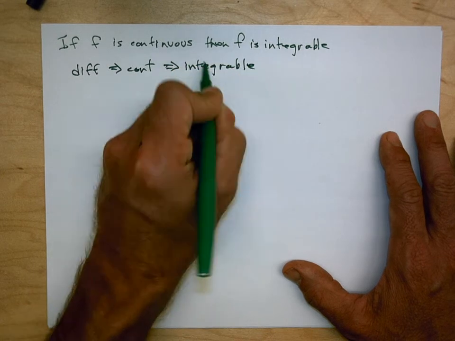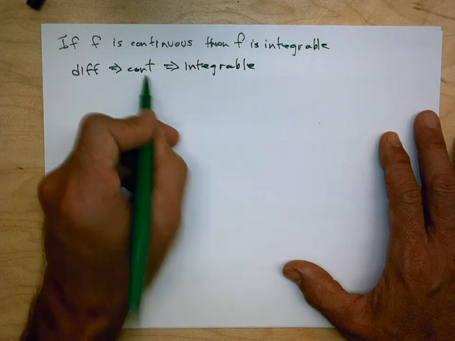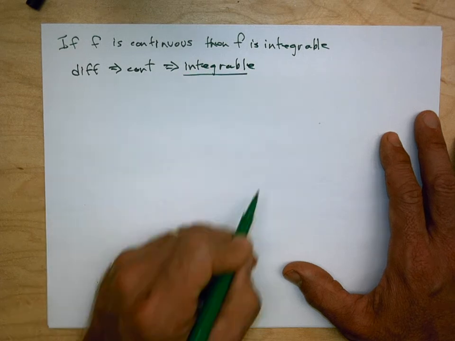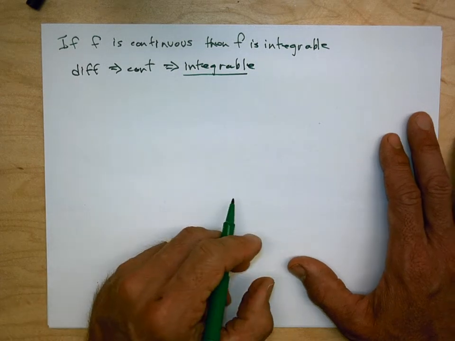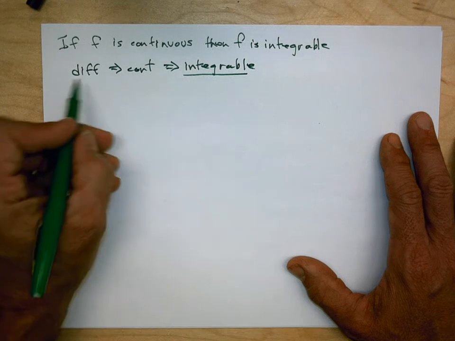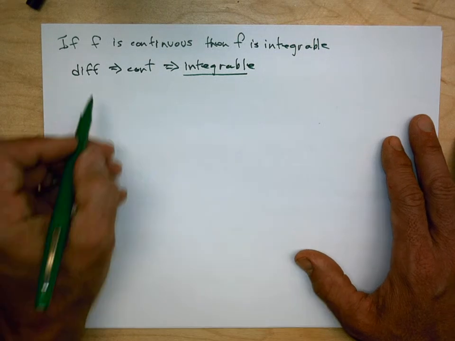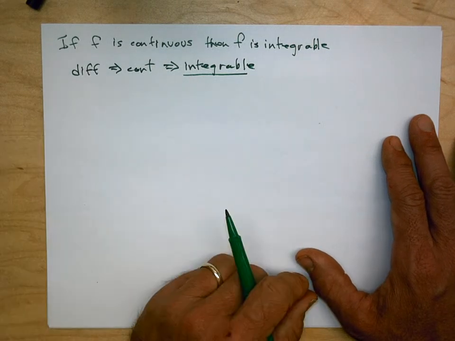There are functions that are integrable that are not continuous. So integrability is actually one of the weaker conditions. Lots of functions are integrable. Not so many are differentiable, at least not at every point in their domain.